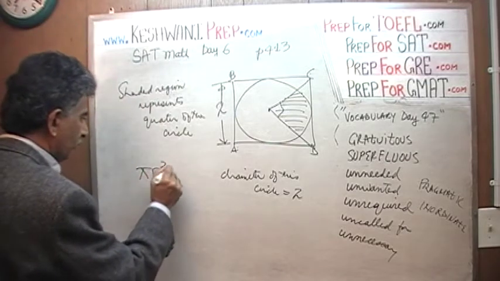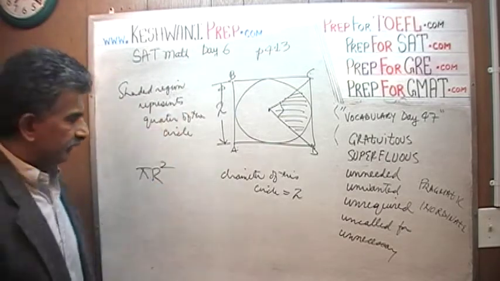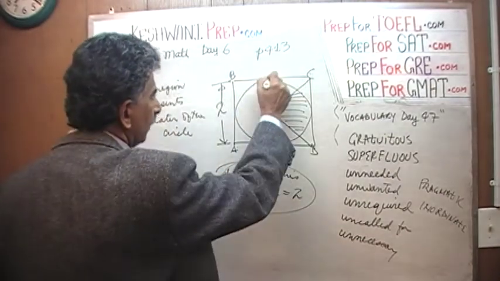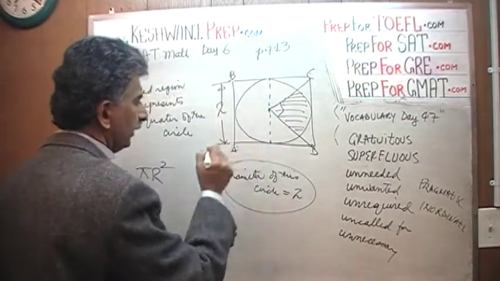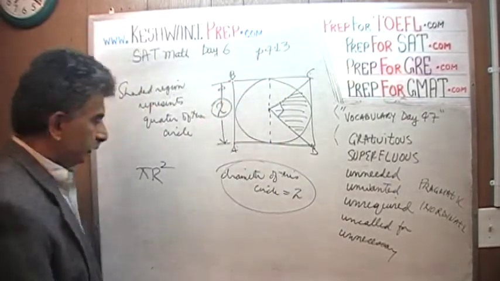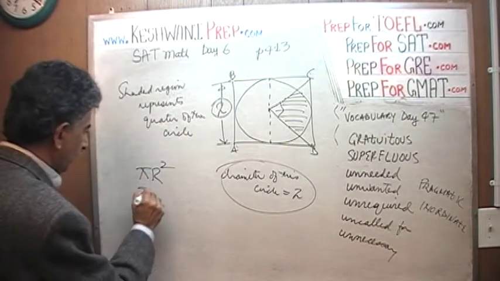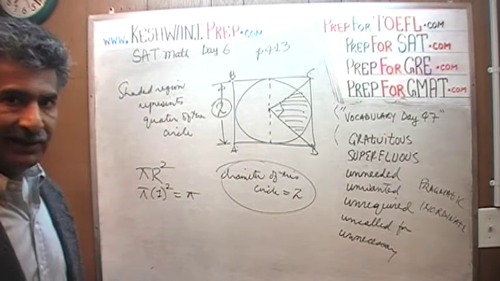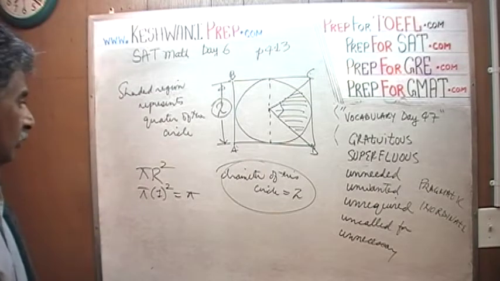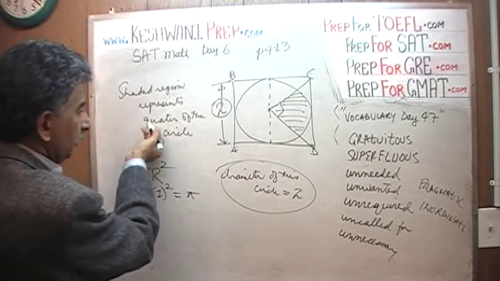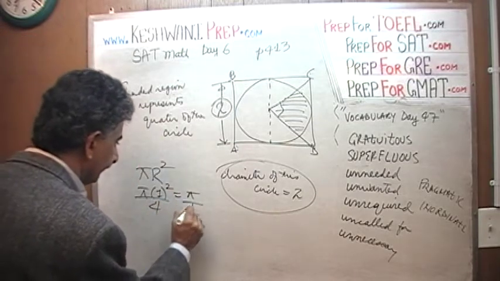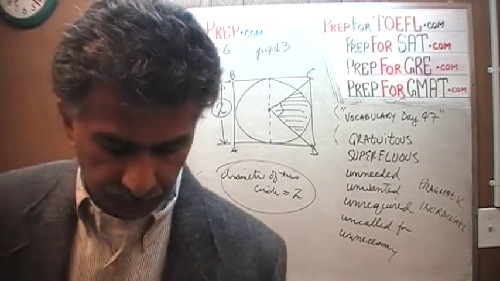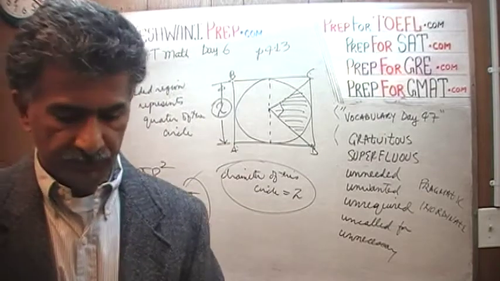Pi r squared. What's the radius of the circle? We just said the diameter is 2. The diameter is from here to here, which is same as B to A, which is 2. Therefore the radius must be 1. Pi r squared is just pi. That's the area of the entire circle. 1/4 of the circle would be just 1/4 of that. The area of the shaded region is pi over 4, a quarter of the area of the circle, which is answer choice A.